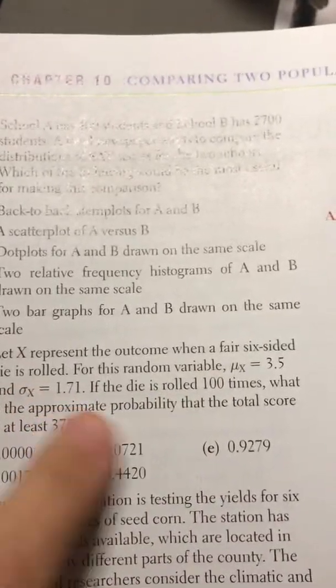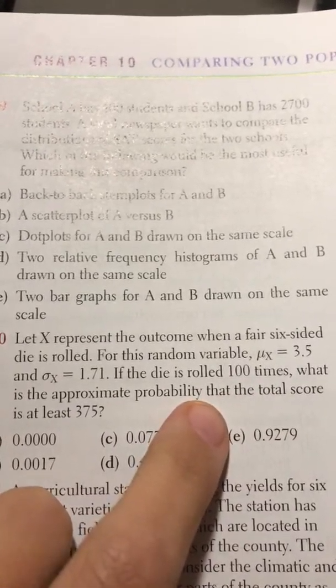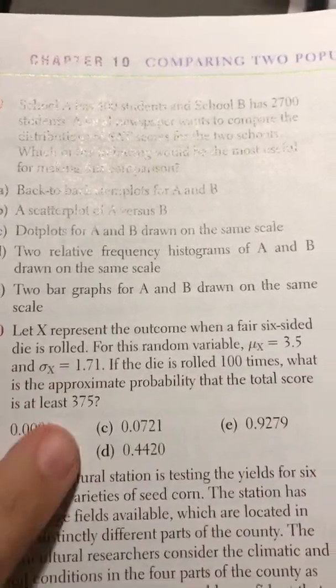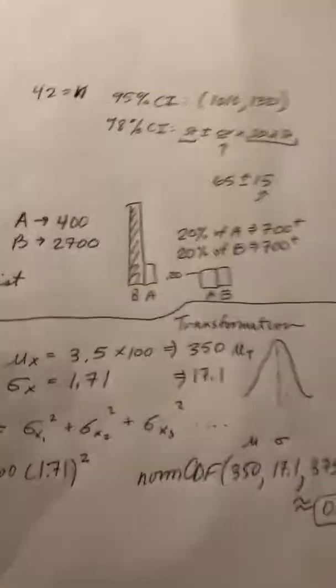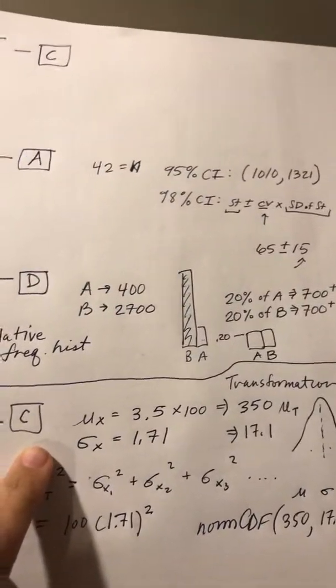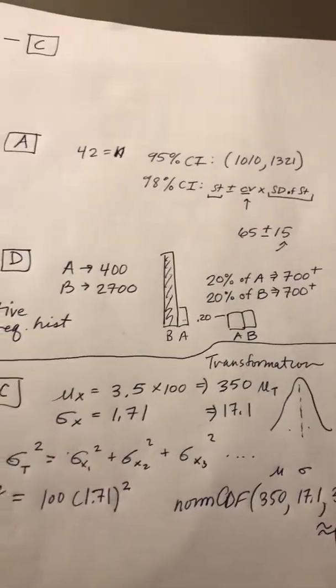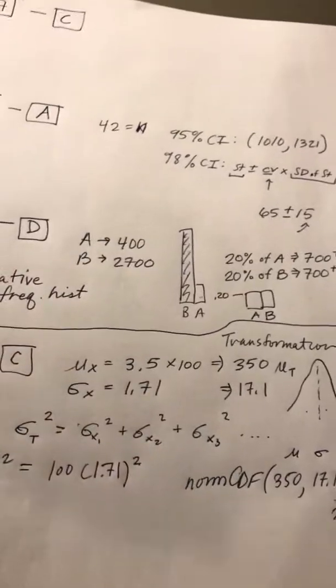If we use the same die and we roll it 100 times, what's the approximate probability that the total score is at least 3.75? Okay, so to think about this question, we have to do a little bit of thinking. We see in the back that the answer is C, but some of us got C just by guessing and some of us got a different answer. Okay, so let's take a look.